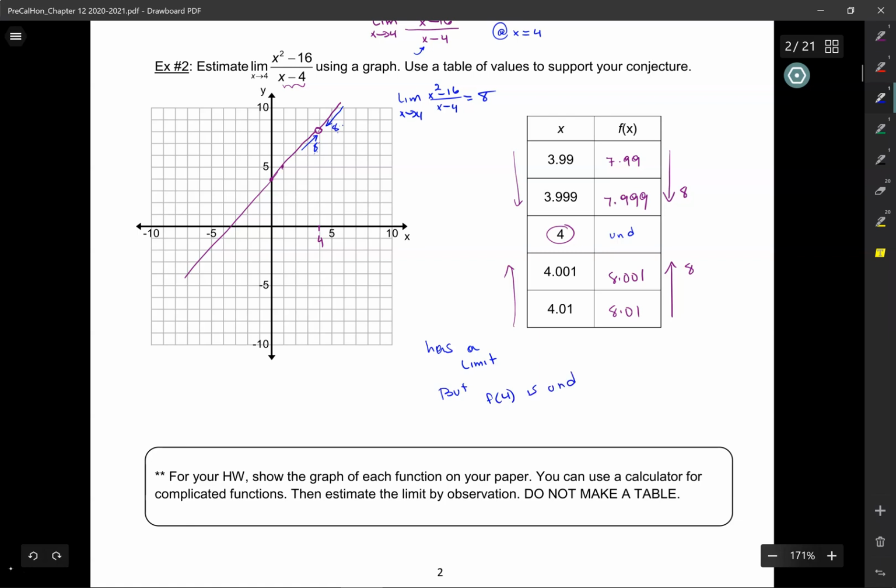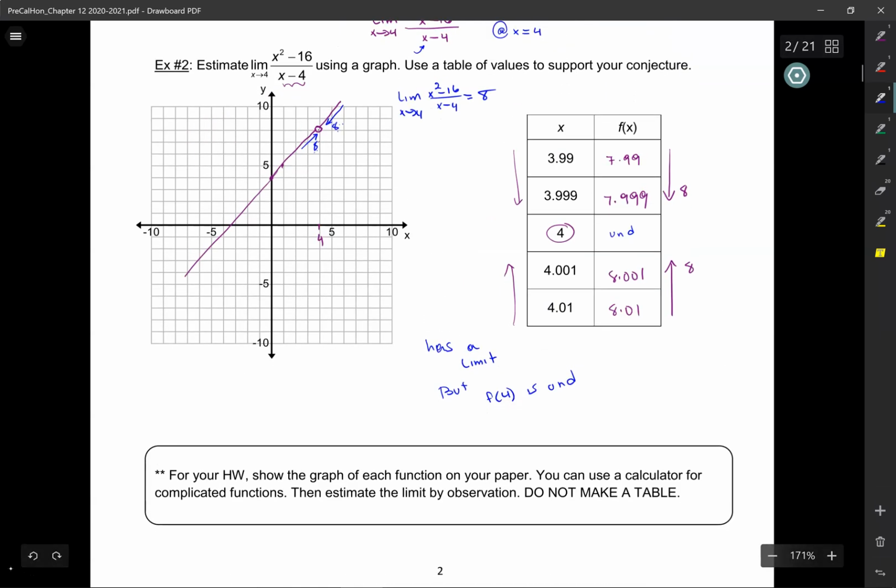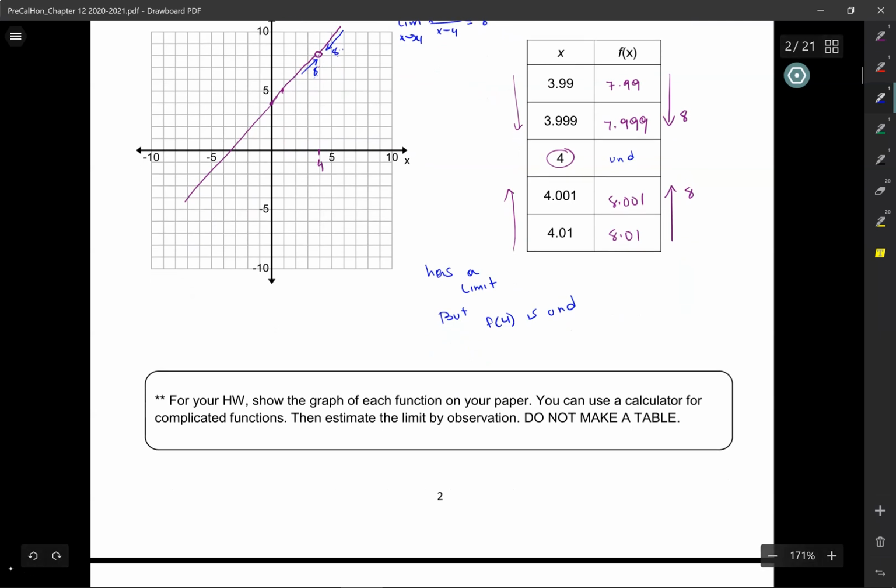Okay, before we move on, I wanted to put a note here to remind us that for your homework, there are going to be some graphs here. Show the sketch, do a rough sketch, but make sure you draw the x and y axes nicely. You can use a calculator for the complicated functions. What I want you to do is estimate the limit by observation, right? That's it. So just estimate the limit by observation. Just look with your eyes. Please do not make a table. I don't need you to make a table. I just need you to look visually and find the limit.